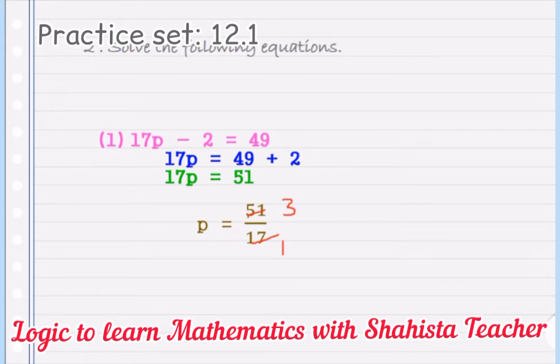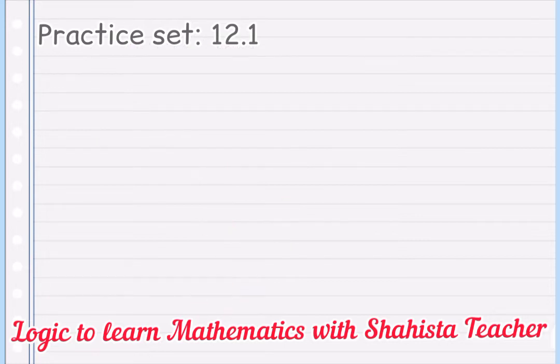Is that clear, my dear students? So simple. So here we get p is equal to 3. So 17p minus 2 is equal to 49, and the answer is p is equal to 3. My dear students, so simple na. This technique you have to use whenever you solve this kind of sums. Whenever we solve, we are finding a single variable. That's why this chapter name says equation in one variable.